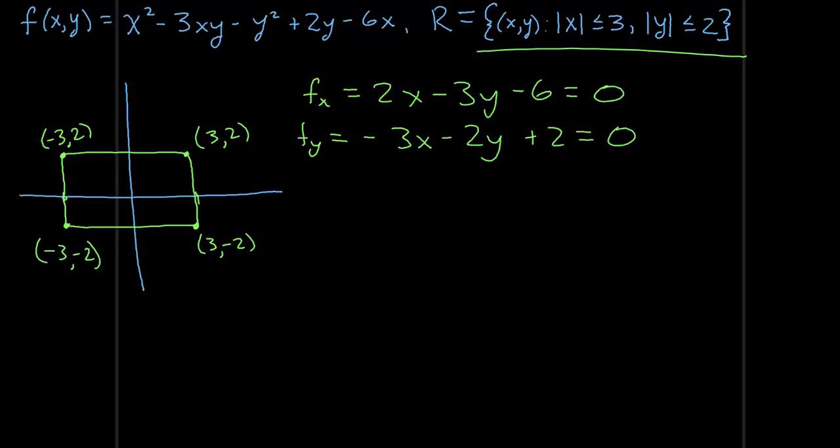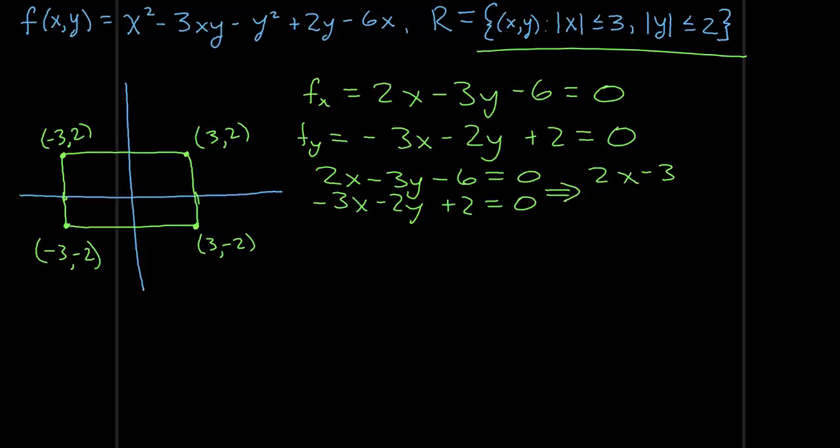So here we go. I've got 2x minus 3y minus 6 equals 0, and negative 3x minus 2y plus 2 equals 0. Now, of course, this is a system of equations. 2 equations, 2 unknowns, so we're well suited to solve that. What we get is 2x minus 3y equals 6, and then negative 3x minus 2y equals negative 2.